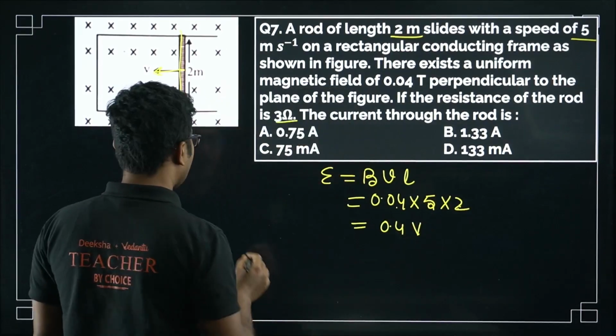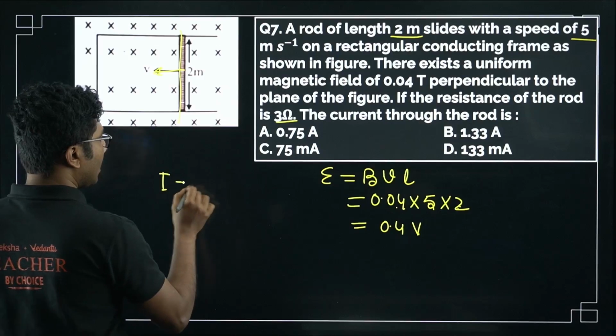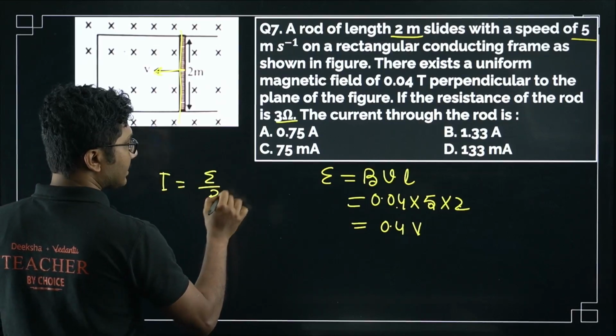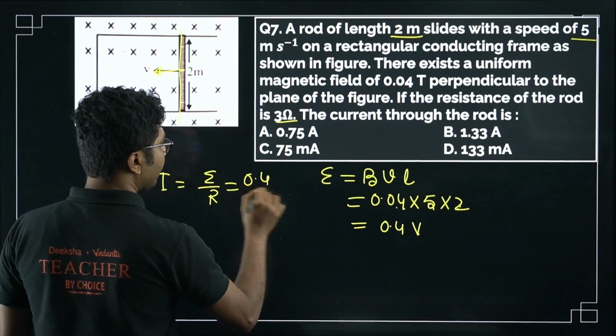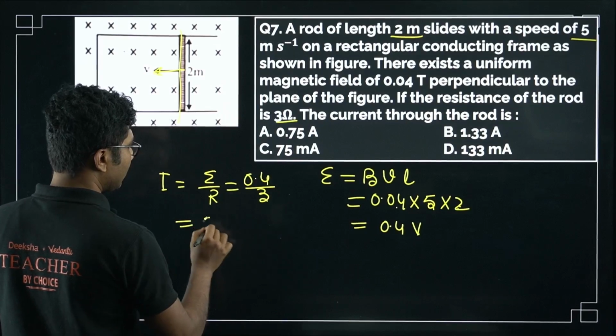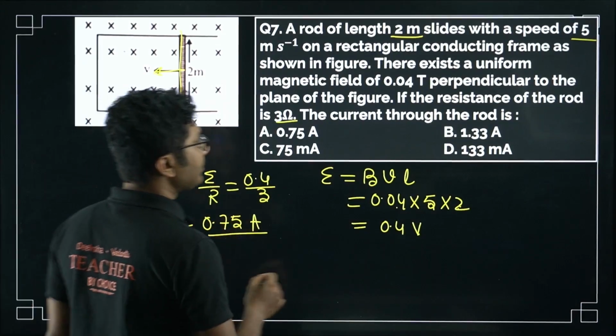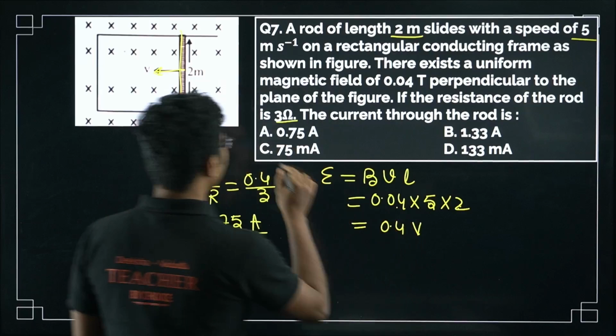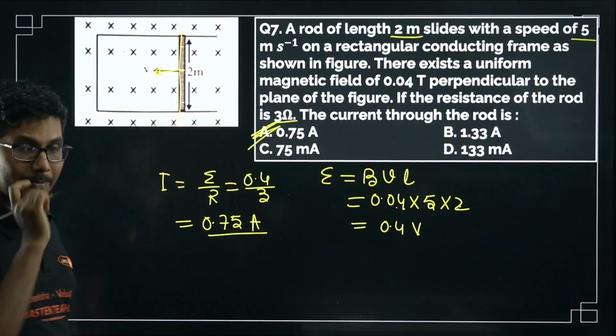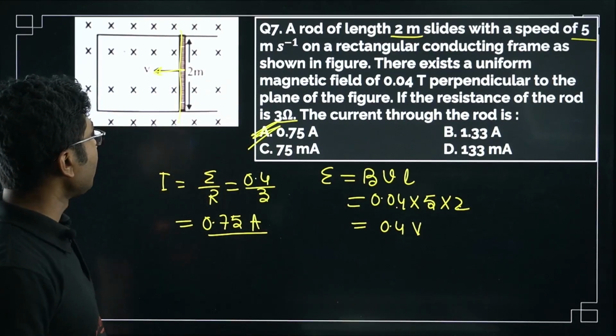So what is the current? Current will be induced EMF by resistance, that is 0.4 divided by 3, that is 0.75 ampere. So the current is 0.75 ampere. So the correct answer is option A. Now let's move on to the next question.